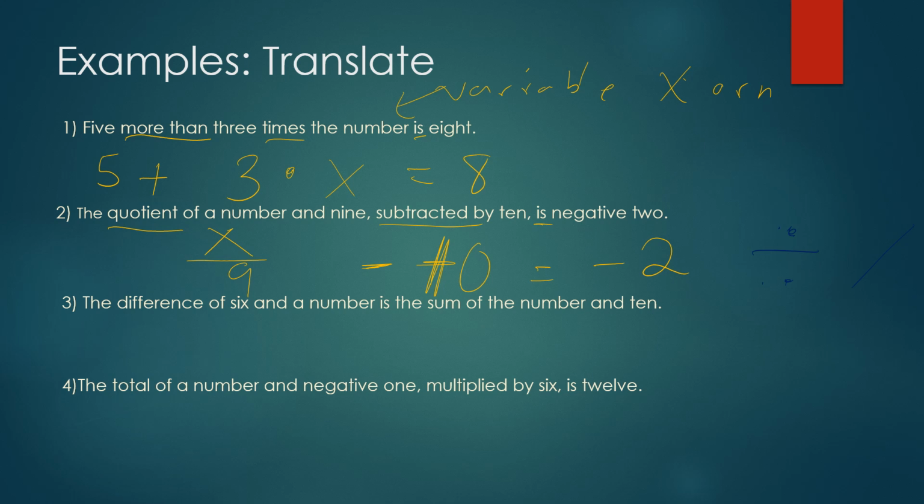Pay attention to the order, though, of division. Division and subtraction, the order matters. Let's look at number 3. The difference of 6 and a number is the sum of the number and 10.